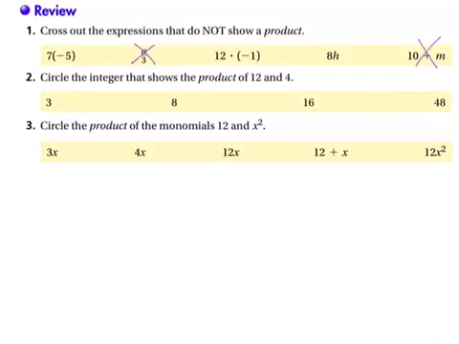In the second one, we're going to circle the integer that shows the product, or the multiplication, of 12 and 4. Here's our multiplication of 12 and 4, 48. For the third one, circle the product of the monomials, 12, which is a constant, and x squared. 12 times x squared is 12x squared.